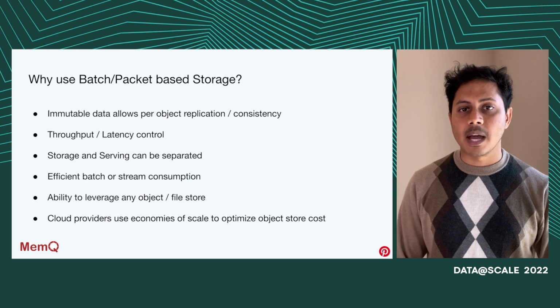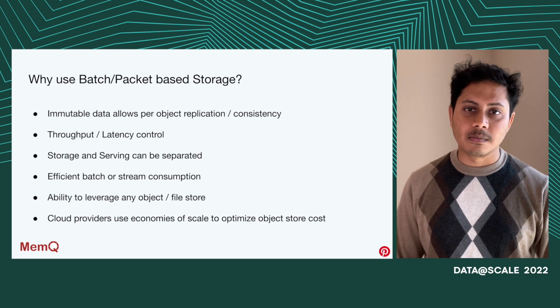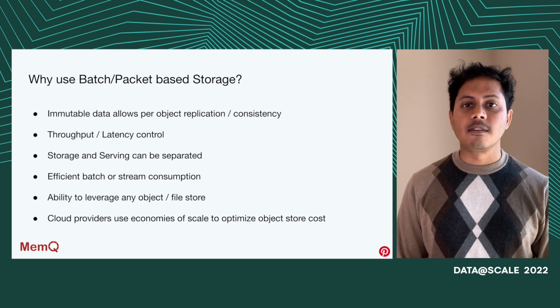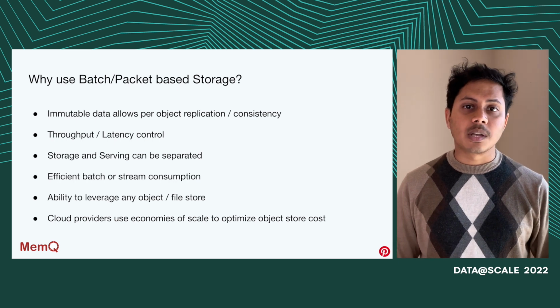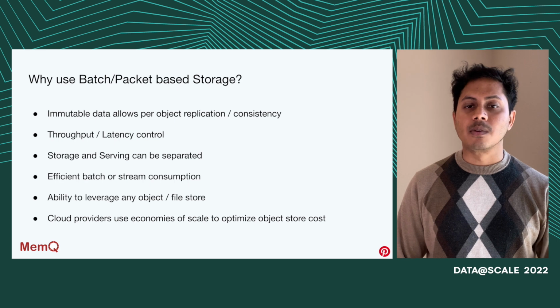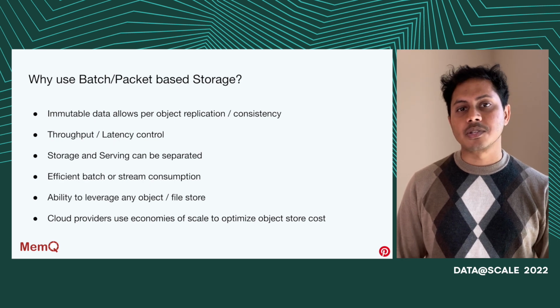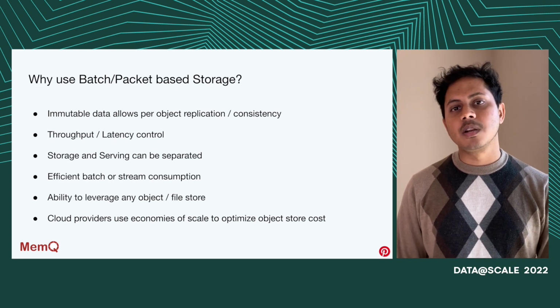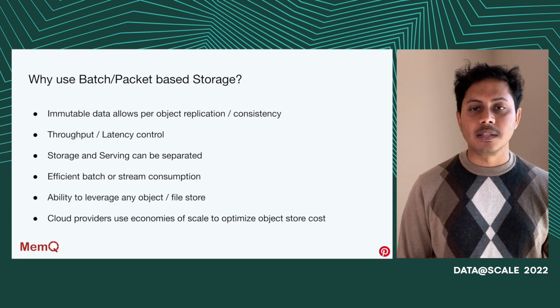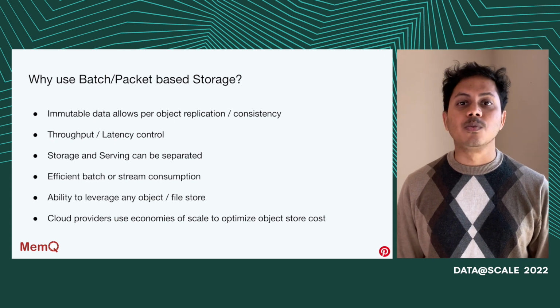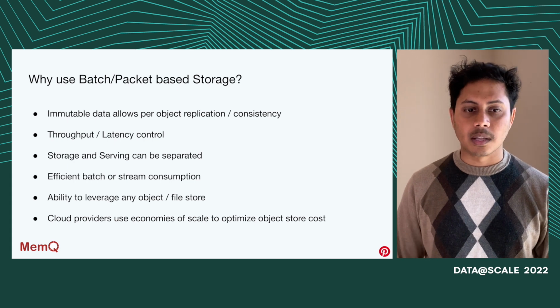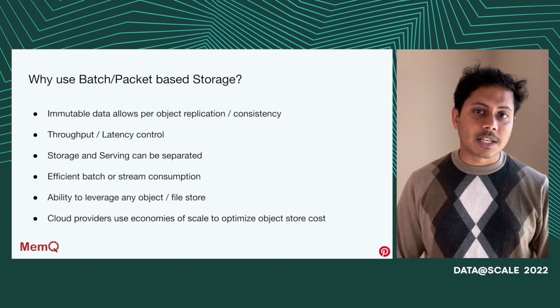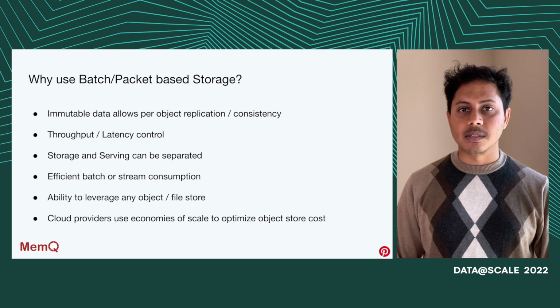Well, because we have batches, we can control how big these batches are and that allows us very fine-tuned control on the latency. We can also separate storage and serving layers because the machines that are serving the current writes don't need to be the machines that are currently serving reads. So we can round robin and use different hardware to be able to scale out reads and writes separately. Efficient batching and streaming is also enabled using this.